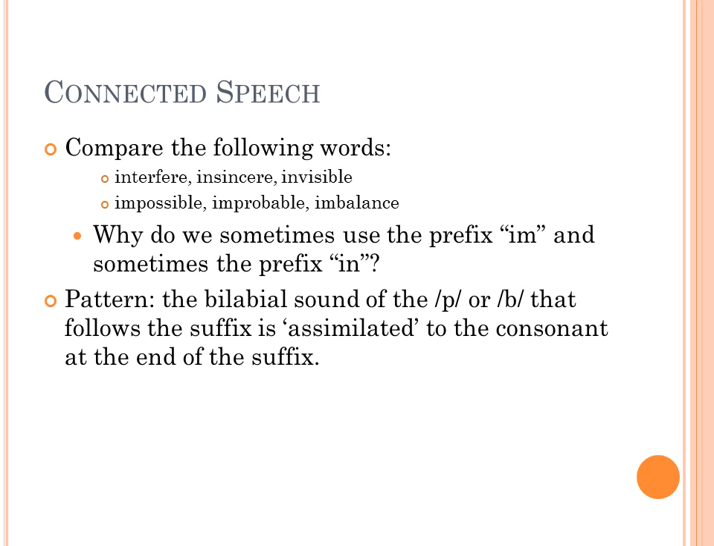Perhaps you came up with this predictable pattern. The bilabial sound of the p or b that follows the prefix is assimilated to the consonant at the end of the prefix. So when the lips come together to form the p or b sounds on possible, probable, or balance, that kind of changes the sound of the previous letter. Instead of an n sound, it's become an m sound, a bilabial sound. The dental n, or the alveolar n, is now changed to a bilabial sound.